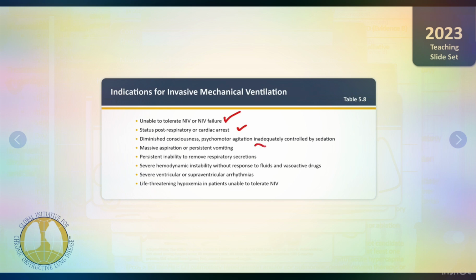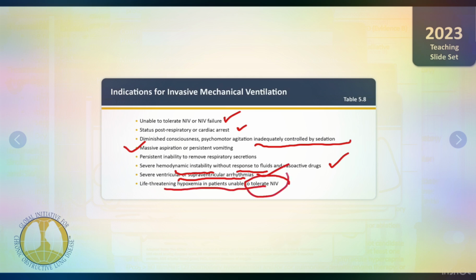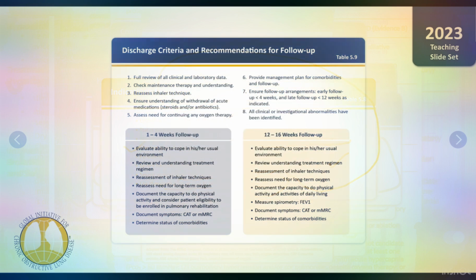They are telling: diminished consciousness, psychomotor agitation or inadequately controlled sedation, massive aspiration or persistent vomiting, persistent inability to remove respiratory secretions, severe hemodynamic instability without response to fluid or vasoactive drugs, severe ventricular or supraventricular arrhythmia, life-threatening hypoxemia, and patient unable to tolerate NIV. So in those cases, we should go for invasive mechanical ventilation.